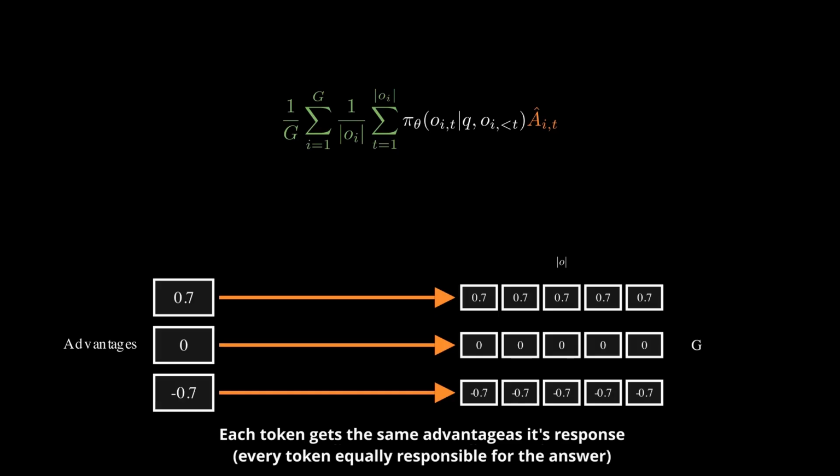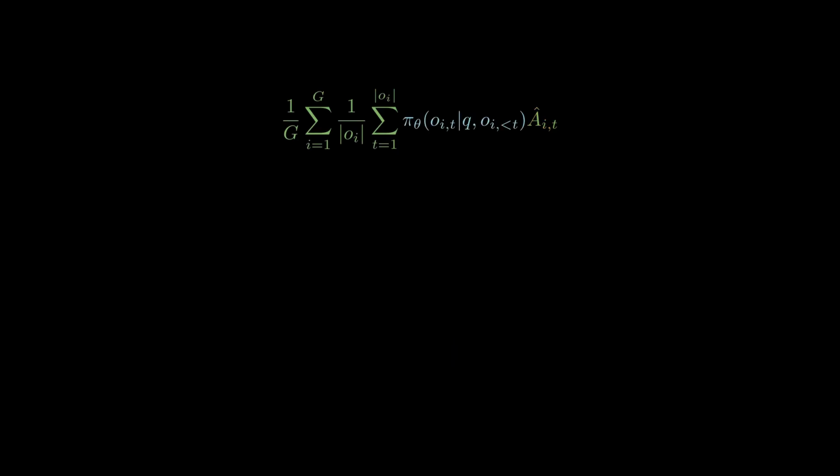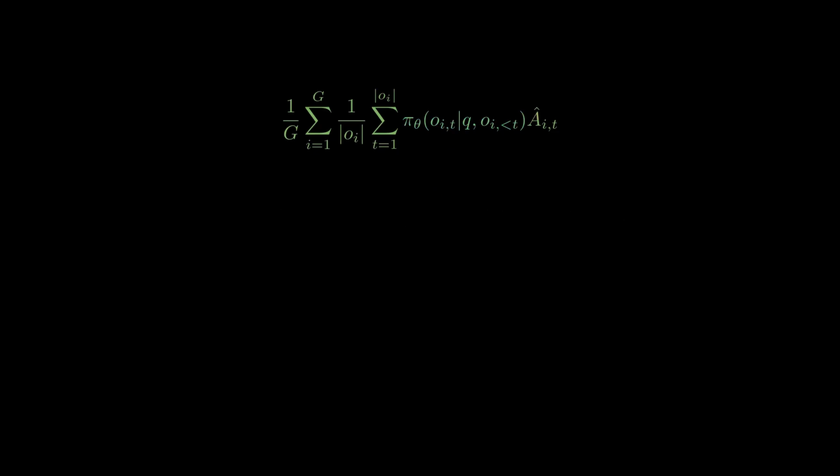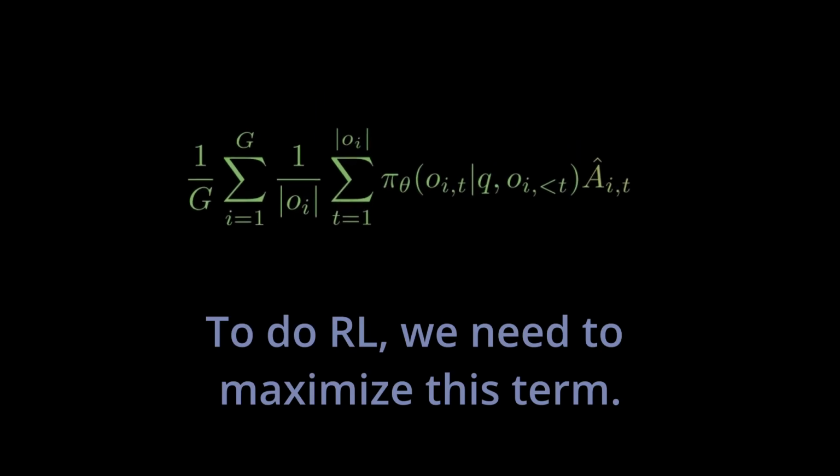Lastly, what is this pi term? This whole term is basically the probability of each token with our current policy. It translates to: what is the probability of the t-th token in the i-th response, o_i,t, when we input the question q and autoregressively generate the past response tokens up to t-1 time steps. Cool. So now hopefully you've understood the complexity of these terms. To improve the language model's ability to solve the task, we need to maximize this term.